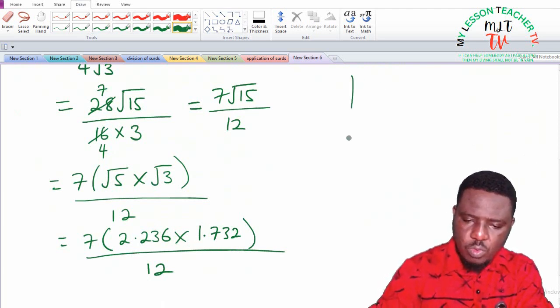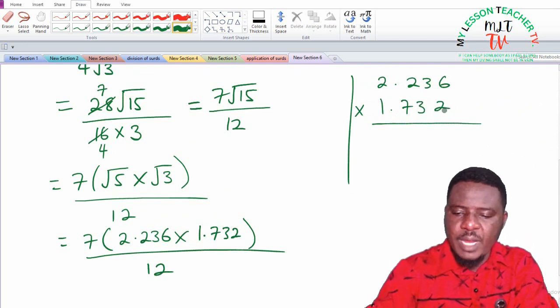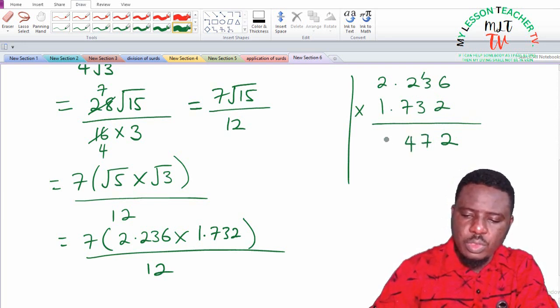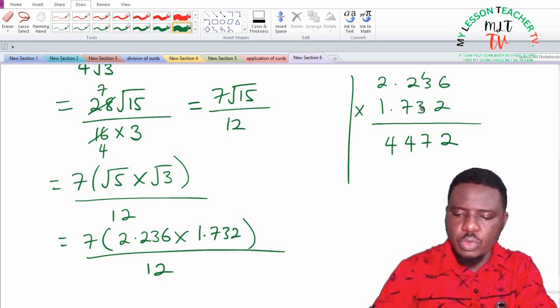So this is 2.236 to be multiplied by 1.732. So we multiply 2 times 6 is 12. You write down 2 and carry 1. 2 times 3 is 6 plus 1 is 7. 2 times 2 is 4. 2 times 2 is 4. We also go this way.